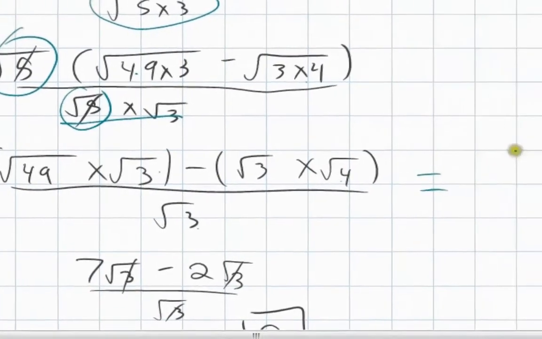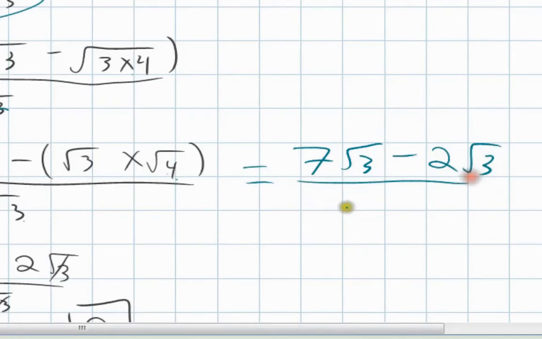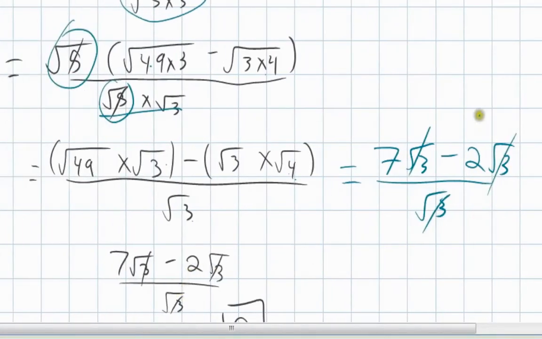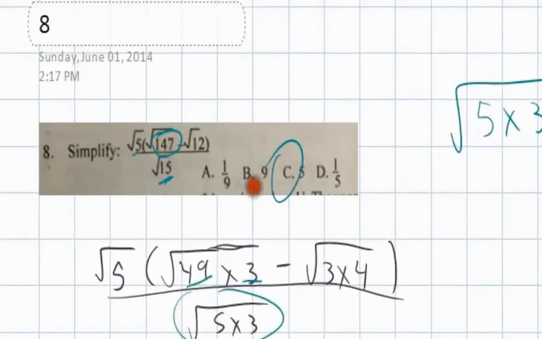I took the square root of 49 times the square root of 3. The square root of 49 comes easily, so that's 7. The square root of 3 I can't take easily, so I leave it as is. Same thing over here. The square root of 3 will stay, but the square root of 4 is 2. And it's still over the square root of 3. So that's how that ends up canceling, as I did in this step here. Now I'm left with 7 minus 2, which is 5, which is your option for answer C.